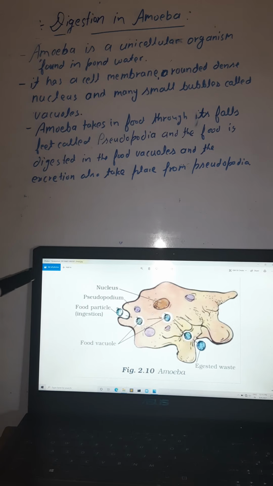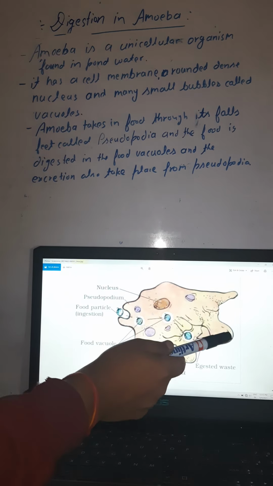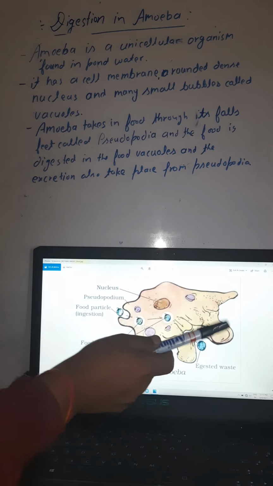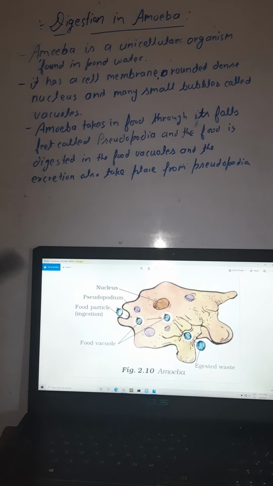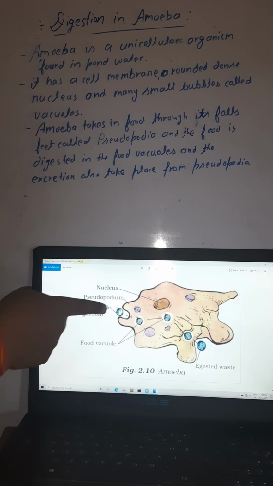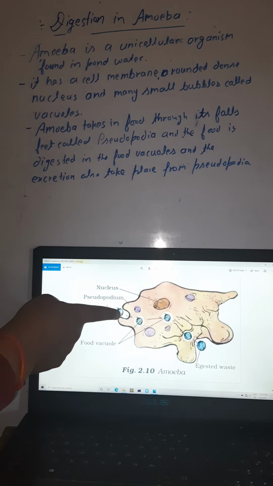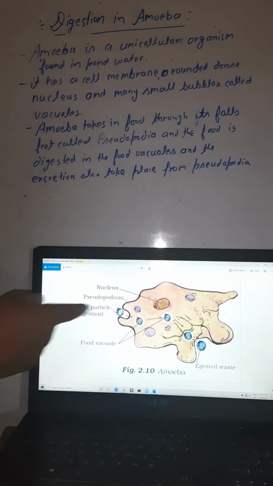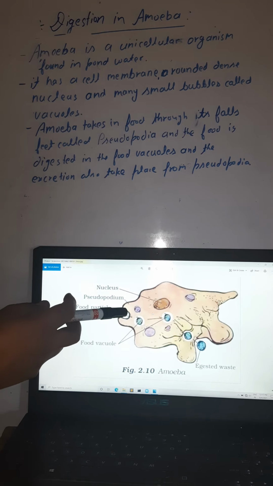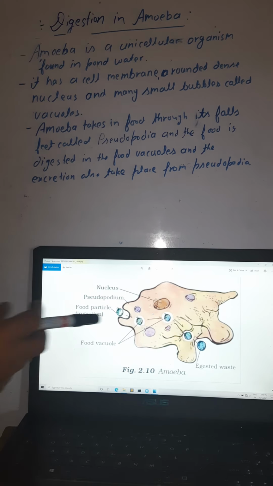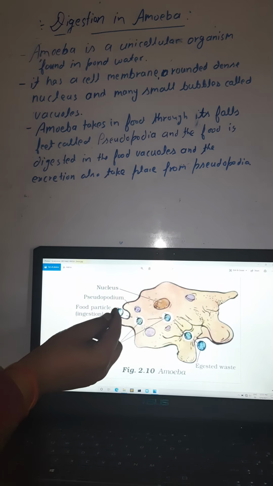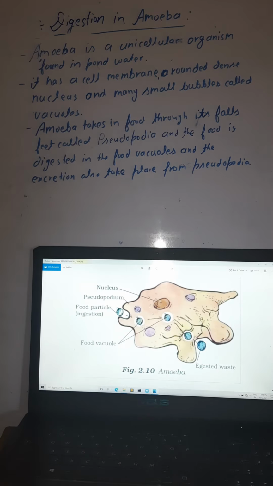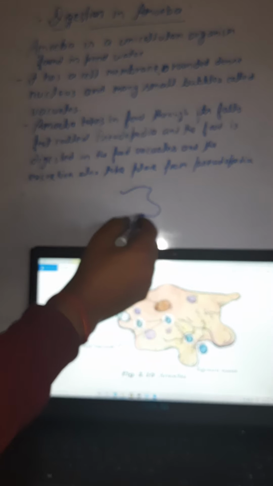These finger-like structures are the false feet of amoeba, known as the pseudopodia. Whenever the amoeba comes near a food particle, let's say this is the food particle, it eats this food particle through its false feet, the pseudopodia. The pseudopodia just engulfs the food, and the food particle goes inside.